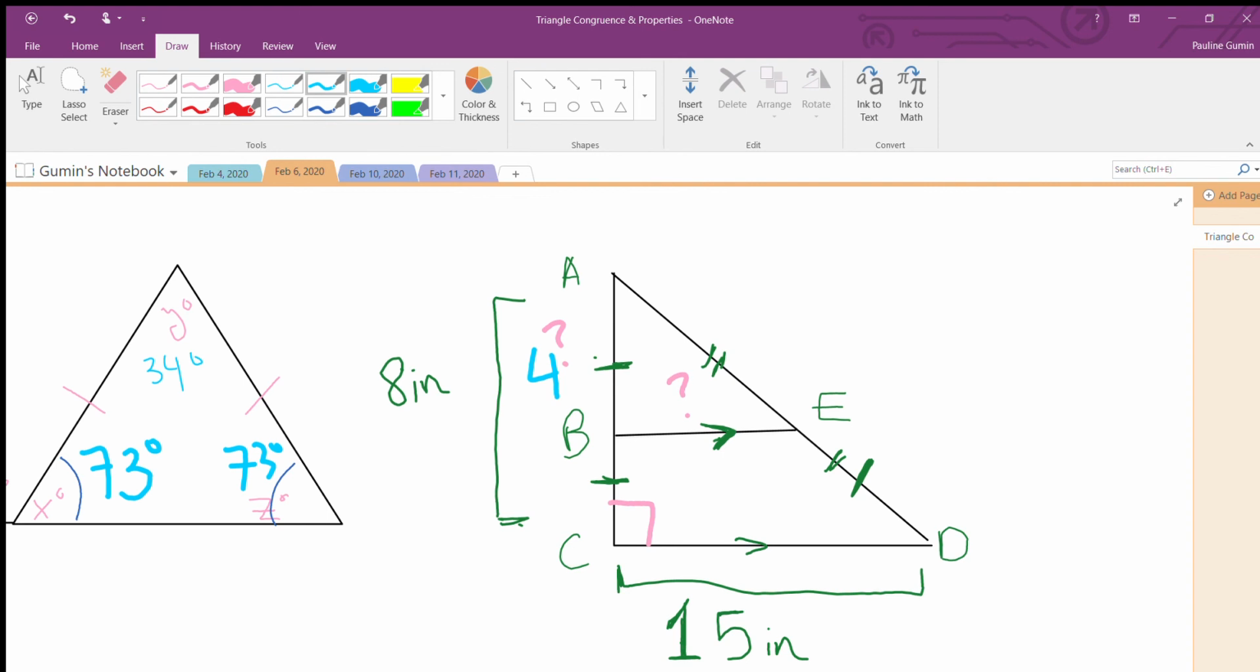So it gets tricky for BE. There's no tick marks. However, there are signs for parallel. When these two lines are parallel, then what we could do is take 15, that value of CD, divide that in half to find the value of BE. Okay, not too bad.